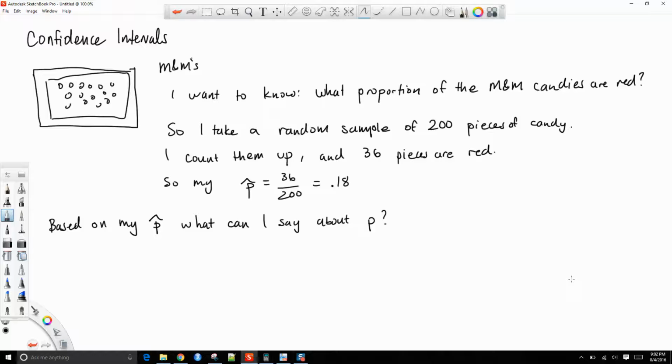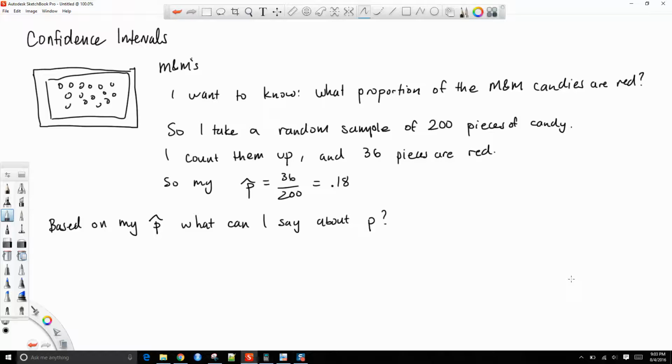I just took 200, so it's a random sample. Again, I've got lots of candy here, and it's all mixed up. I take a sample of 200 pieces, I dump them out, I count how many are red. 36 pieces are red, so 18% of my sample is red. What does this say about the big tank in general? Is the tank necessarily 18% red?